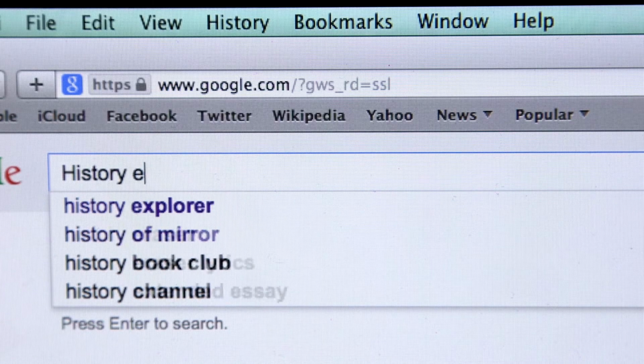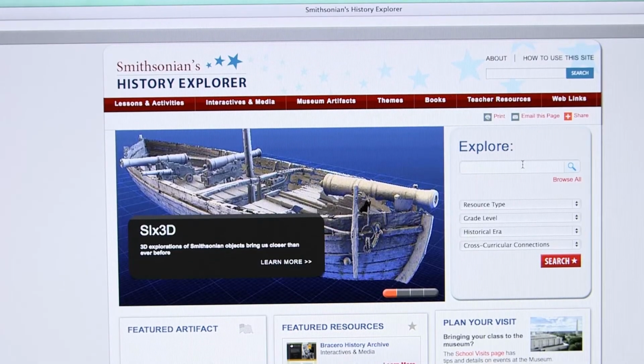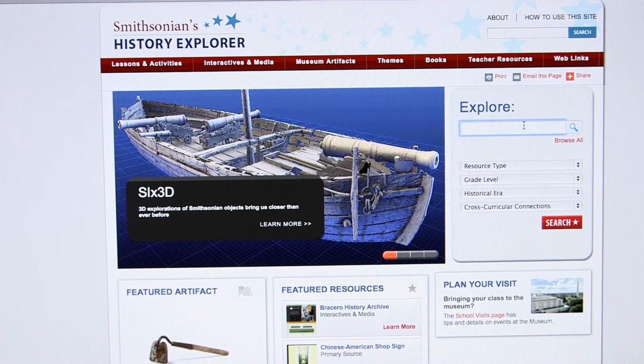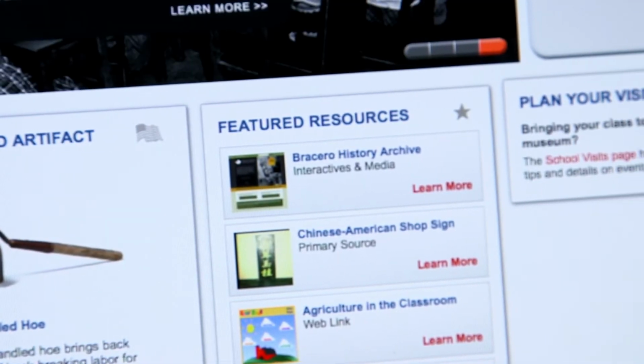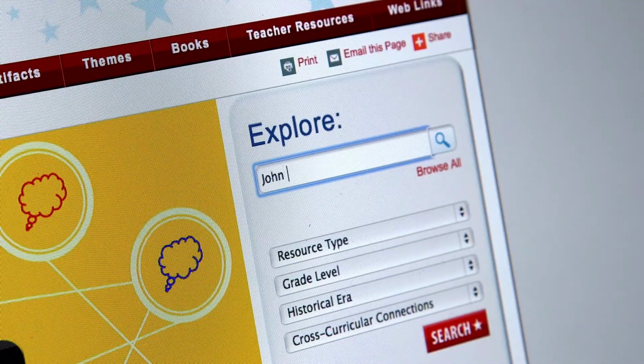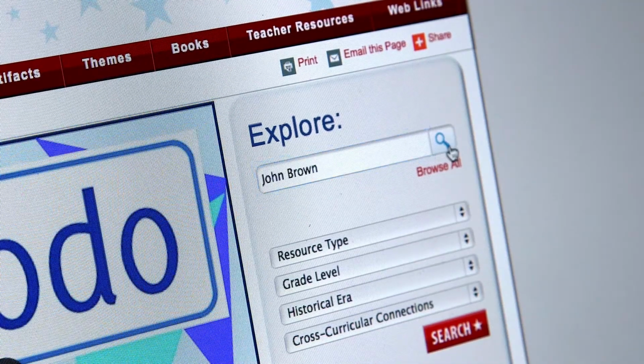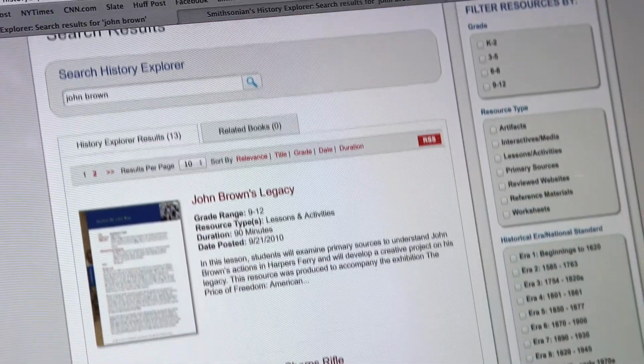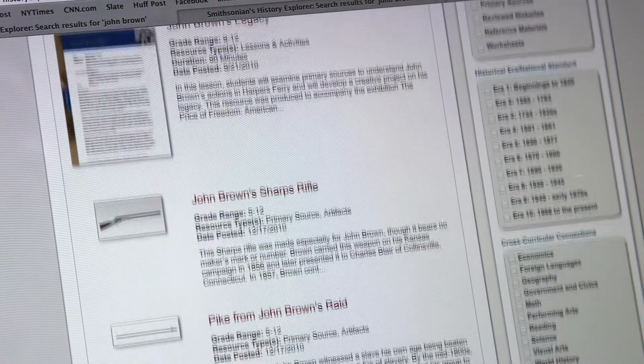Let's take a look at the Smithsonian site, History Explorer. You'll notice on the home page there are all sorts of things to engage your students. There's a featured artifact, featured resources. If you look up in the corner, there's a search browser. You could type in John Brown, click search, and it would come up with all sorts of resources you might be able to use in your classroom.